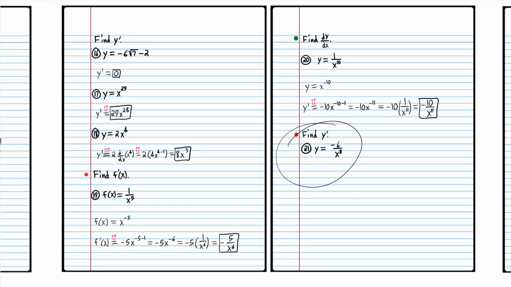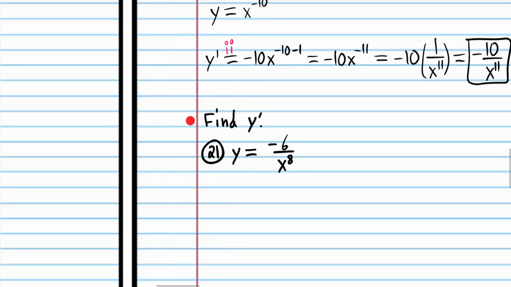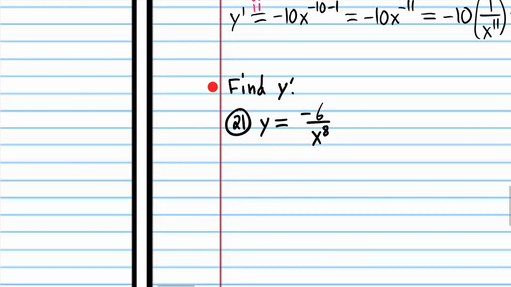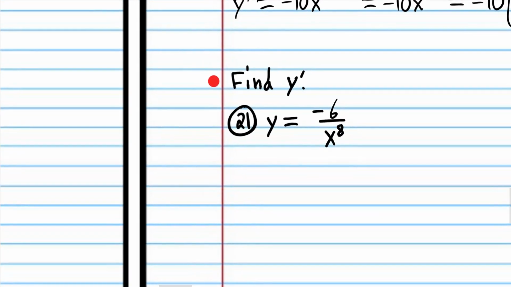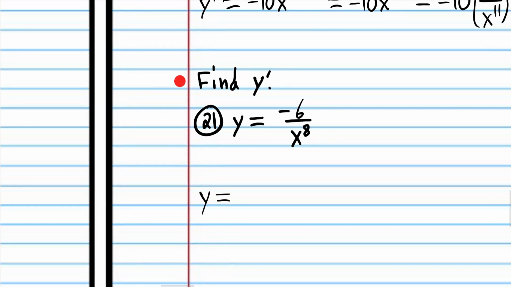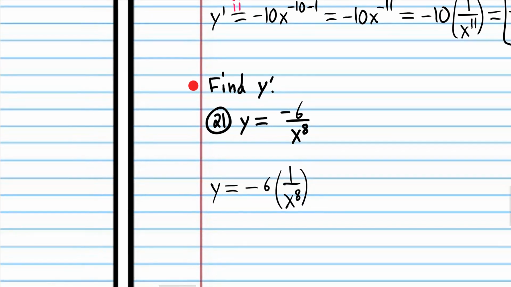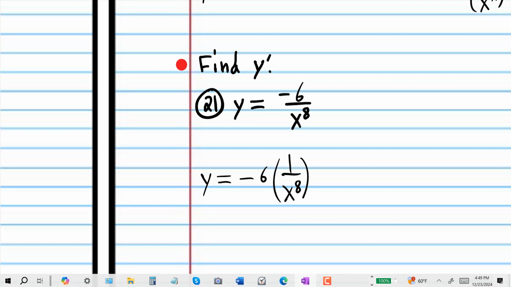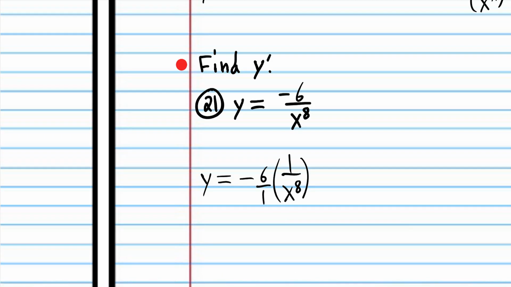So now we have another type of problem, which is just a slight variation. The only difference with this problem is we have a constant up here. So we have to use the constant multiple rule. So before we find the derivative, we're going to change the form of this expression. So I'm going to change the expression to negative 6 times that fraction. And we can write negative 6 as negative 6 over 1.